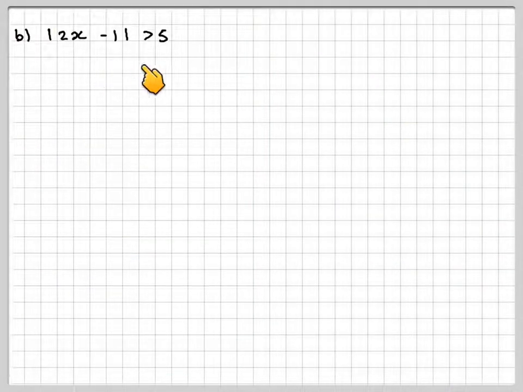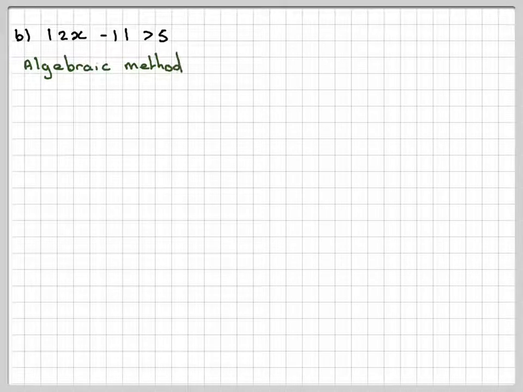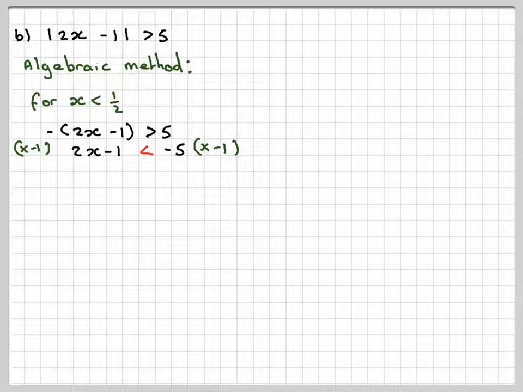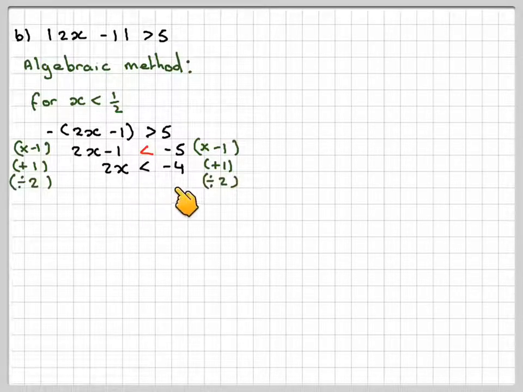Part B. The absolute value of 2x minus 1 is greater than 5. Now what will make that 0? Let's pause the video for a little minute. We can see that x is equal to a half, which will make that equal to 0. So for values of x less than a half, we have to do minus (2x minus 1) is greater than 5. If we multiply by minus 1, remembering to reverse the inequality sign, we get 2x minus 1 is less than minus 5. If we add 1 to both sides, we get that 2x is less than minus 4. Dividing by 2, we get that x is less than minus 2.